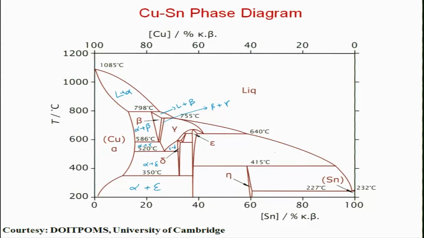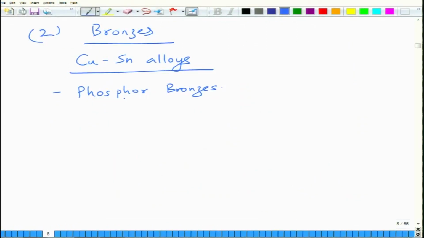So this would be liquid plus gamma, and this would be liquid plus epsilon, and this would be liquid plus eta. So it also has a lot of phases, and many of these phases have different mechanical properties. So as a result, with bronzes you don't go all the way to 100% tin. Typically, bronzes are less than about 10% or so. So bronzes in general contain about 10% of tin.